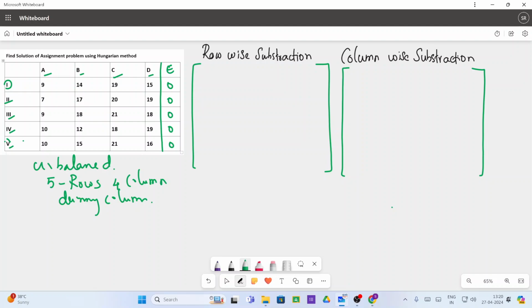In this particular problem, we already have a 0 in every row, because we introduced a dummy column, and the dummy column is all 0. So in every row you already have a 0, and there is no necessity to do a row-wise subtraction. You can directly do column-wise subtraction.